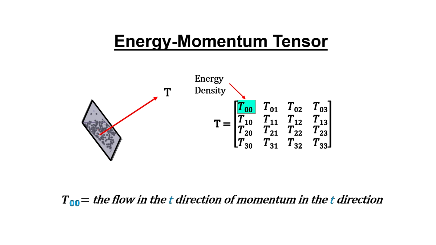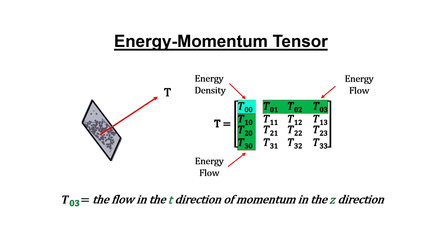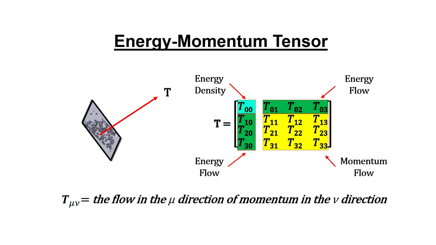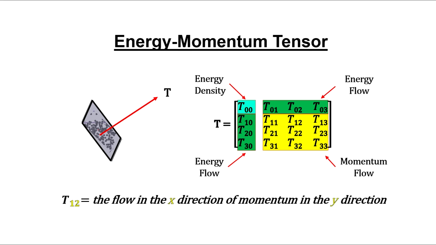Each element represents the flow of momentum across a surface. The first component represents classical energy density at a constant time. This was the only component used in Newton's equations. Similarly, the rest of the top row and left column is the energy flow across each surface. The rest are momentum flows across surfaces. For example, T12 keeps track of the flow in the x direction of momentum in the y direction. These are caused by pressure and stress at each surface.